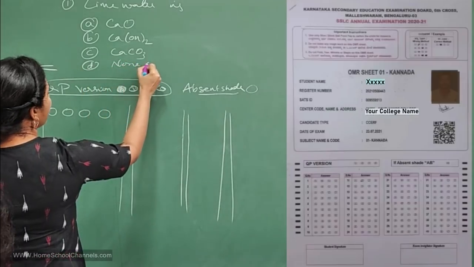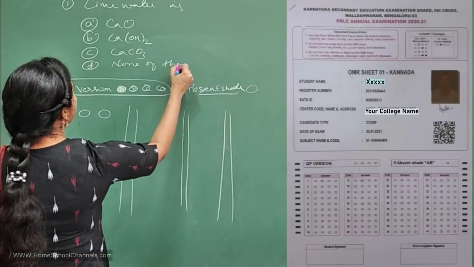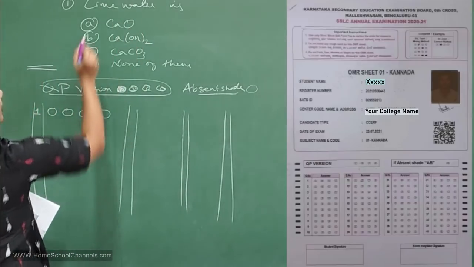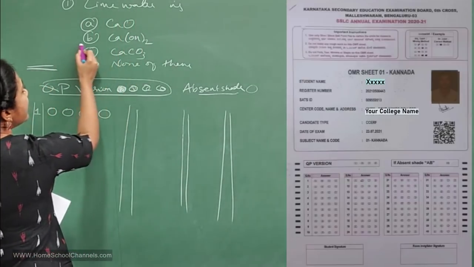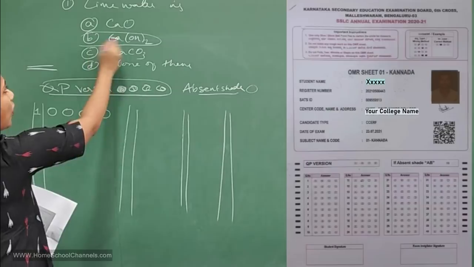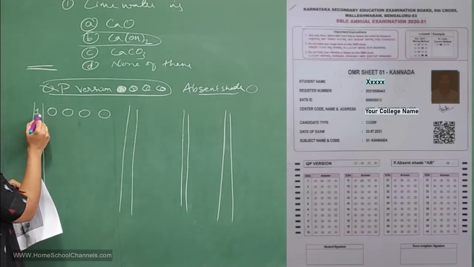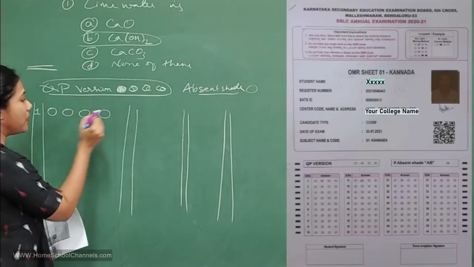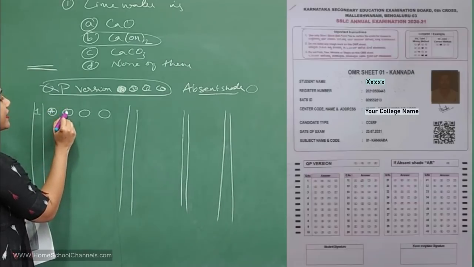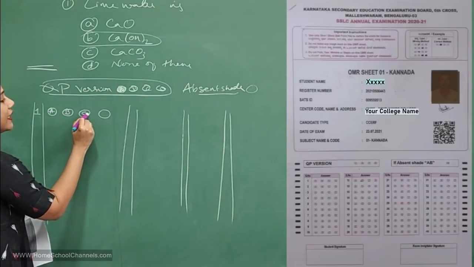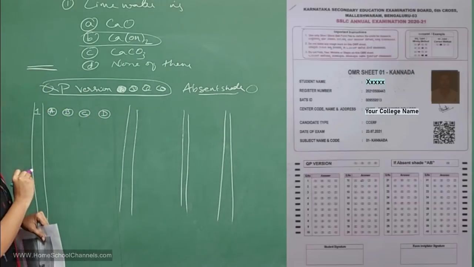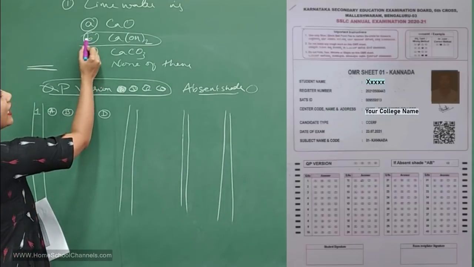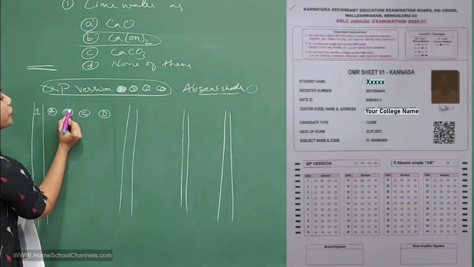If this is the question, so what is your answer? Lime water is calcium hydroxide, isn't it? Option B. So for the first question, your answer is option B. Say they'll give a circle. This is A option, this is B option, this is C option, and this is D option. Okay, so your answer is B, no. So you have to shade the B circle. You have to nicely shade the B circle.